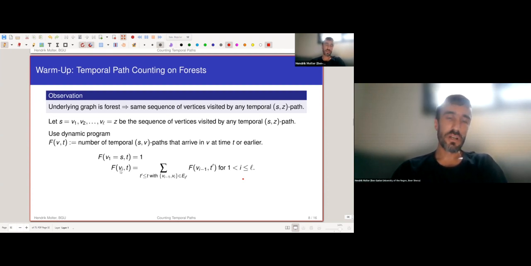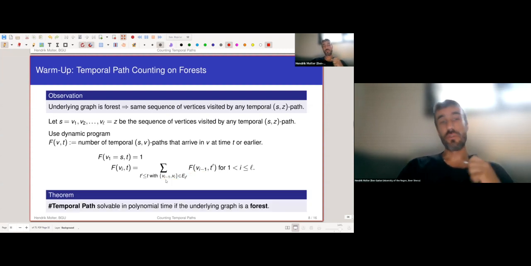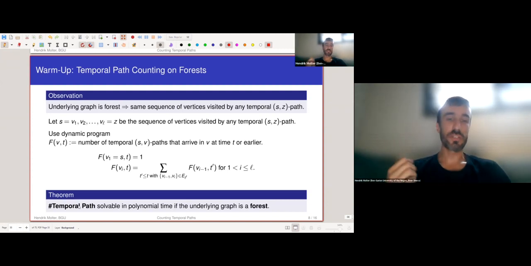And then if I want to know how I can get to v_i at time t or earlier, I look at all the edges that lead me from v_{i-1} to v_i at some time t' which is at most t. And I just add up all these paths that lead me to v_{i-1}. And I know that all these are pairwise different because at the very least, this last edge is going to be different. And so we know that we can count temporal paths in polynomial time if the underlying graph is a forest.